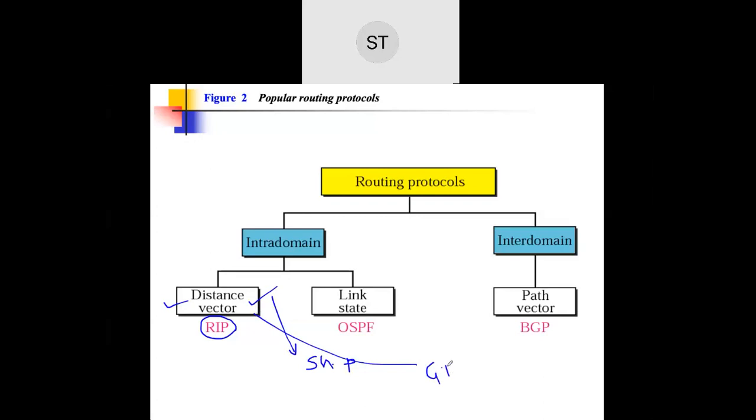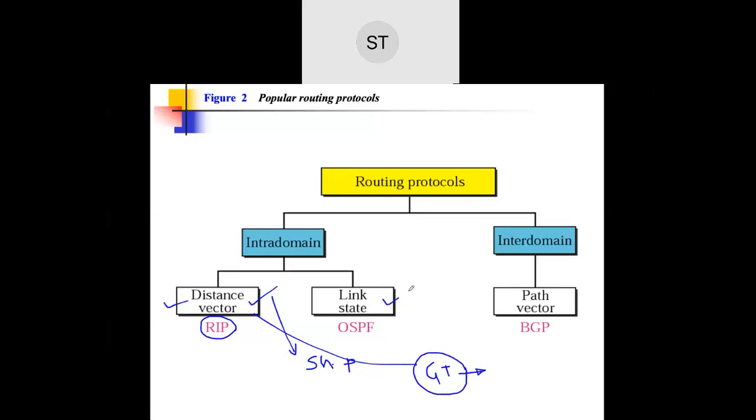In data structures and algorithms, you have studied graph theory. If interconnected nodes are there, how to find the minimum distance from one node to the leaf node is the graph theory concept. So when we discuss the algorithm, we'll see what exactly the significance of this is in graph theory.